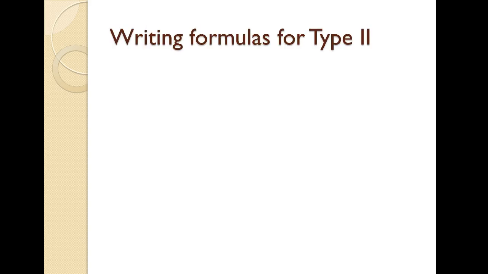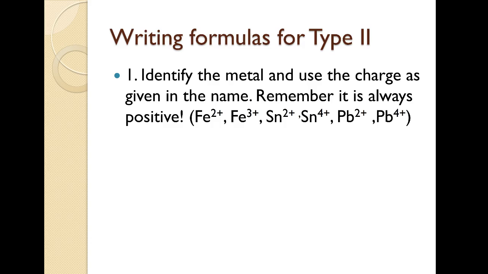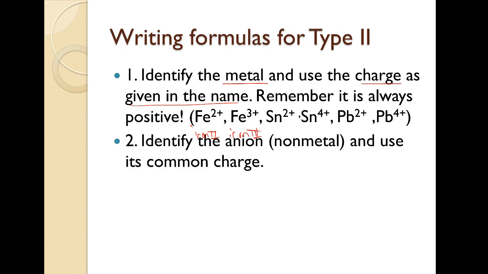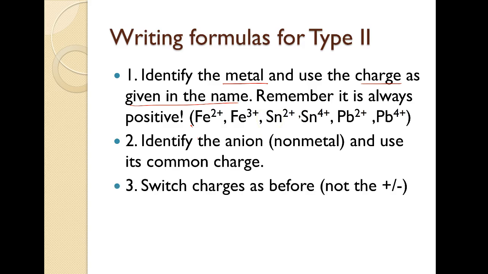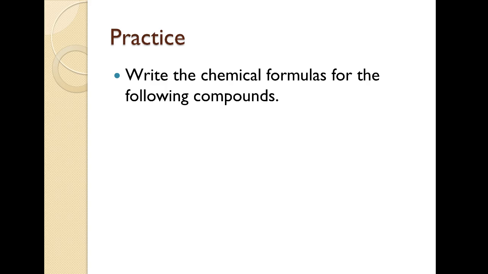So the way you write formulas for a type 2 compound is, first of all, you identify the metal, just like before. Use the charge as given in the name, and it's always going to be a positive charge. So this would be called iron 2, iron 3, etc. Then you want to identify the anion, and you are going to use its common charge. That one will not change. Switch charges, that means drop and swap, and then simplify whenever possible. So let's practice.